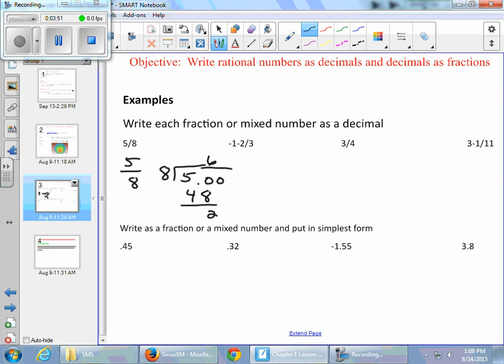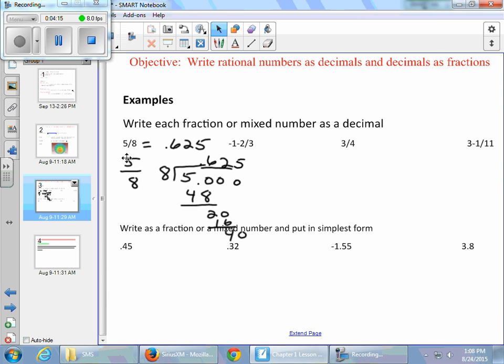There's 2 remaining. Drop down a 0. 8 goes into 20 2 times. That gives us 16. 4 left. We'll add another 0 there. Drop a 0. 8 goes into 40 5 times. So 5/8 equals 0.625. That's basically all you're doing: taking the fraction, dividing the numerator by the denominator, and solving.